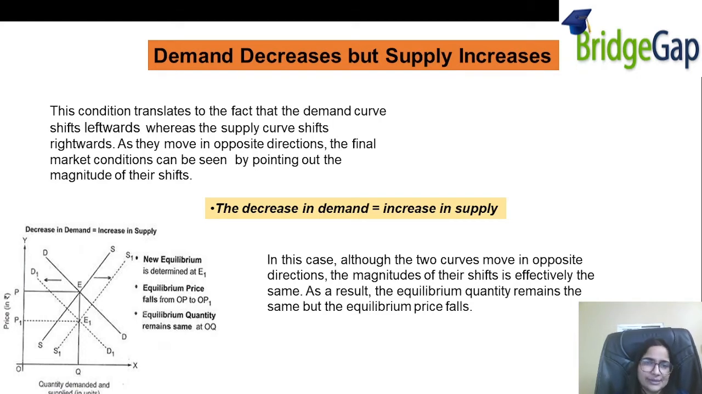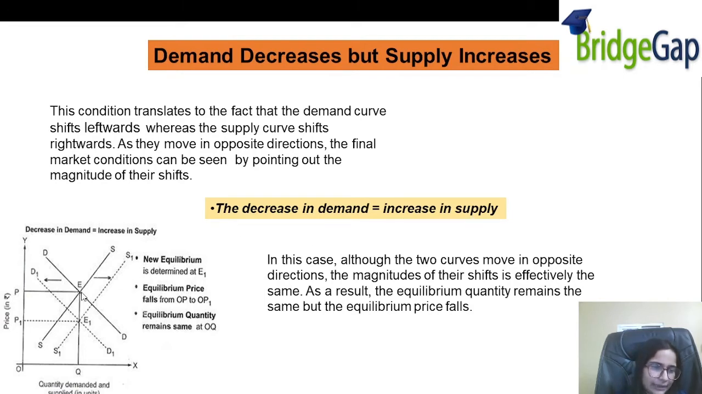This condition translates to the fact that the demand curve shifts leftward, of course, because there is a decrease in demand, whereas the supply curve will shift rightwards. As they move in opposite directions, the final market conditions can be seen by pointing out the magnitude. Again, to know the magnitude, we'll take three situations. First, if the decrease in demand is equal to the increase in supply. This is our first situation which we'll be discussing.